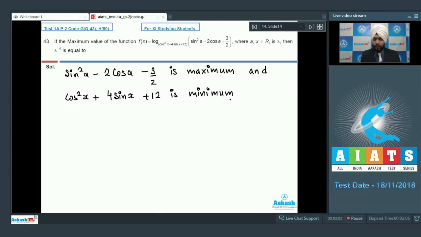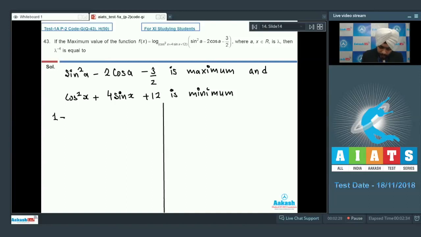One more thing which we have to pay attention to is that the variable a and the variable x are independent. So sine square a minus 2 cos a minus 3 by 2 will take independent values, and cos square x plus 4 sin x plus 12 will take independent values. We can analyze both the functions separately. Okay, so now I'll solve for the upper part. First of all, I have to maximize sine square a minus 2 cos a minus 3 by 2.